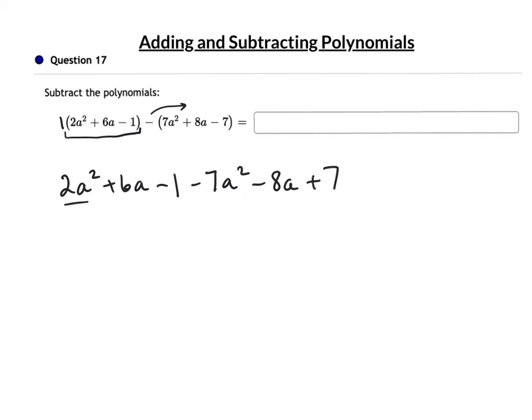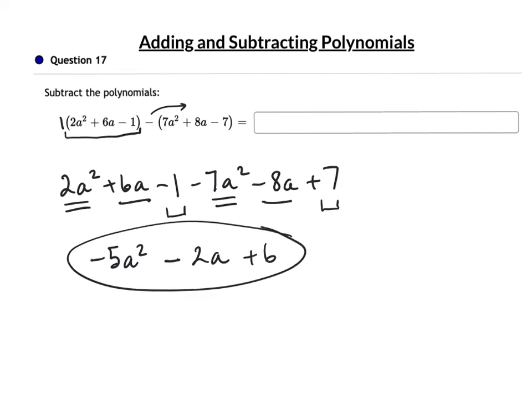We'll combine like terms. 2a squared and negative 7a squared will make negative 5a squared. Positive 6a and negative 8a combine to make negative 2a. Negative 1 and positive 7 combine to make positive 6. And there's the answer for question 17.